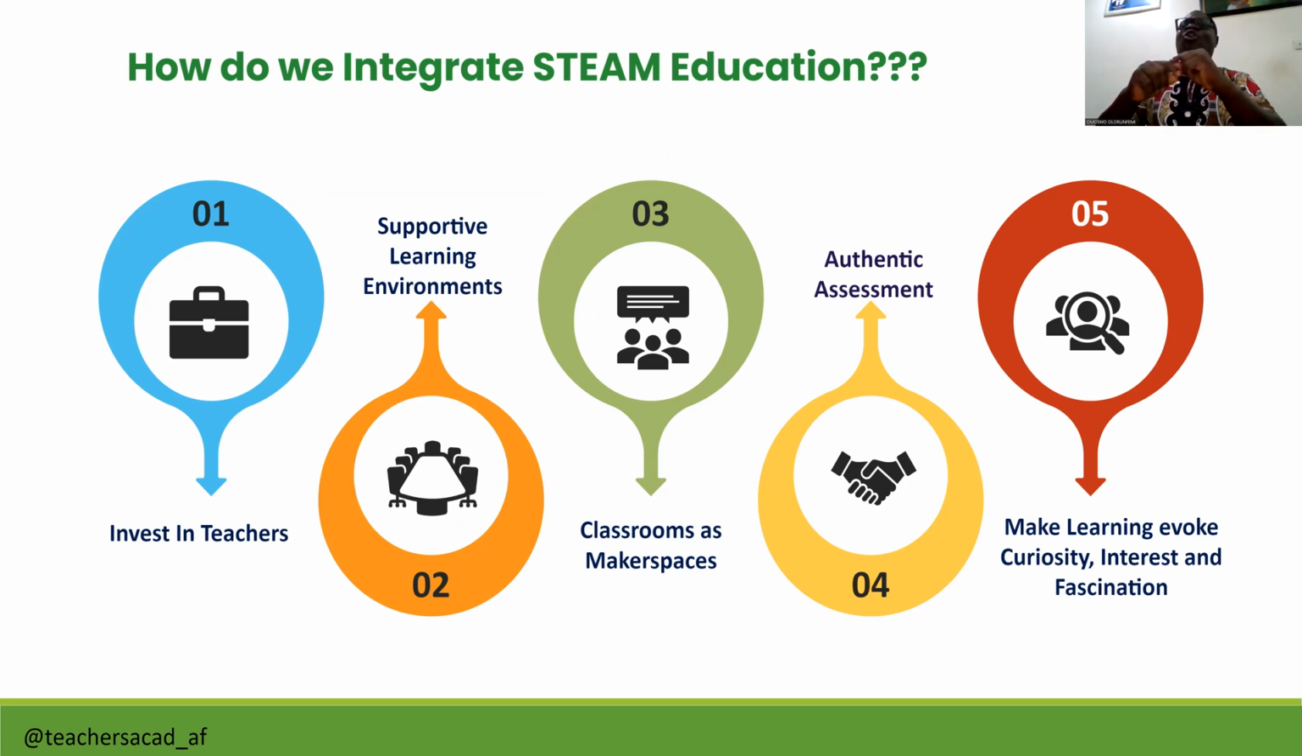Number 4, we need to focus on authentic assessment. Not assessment because of grade, but assessment because of the learning process and improvements that are actually happening as the citizens and the learners are engaging with learning experiences. And then lastly, we need to make learning evoke curiosity, interest, and fascination. It's difficult to push another to learn. The easiest way for learning to happen is when there's intrinsic motivation coming from within the learner. And this can only happen when learning is made curious, when learning is made interesting, and when learning is made fascinating.